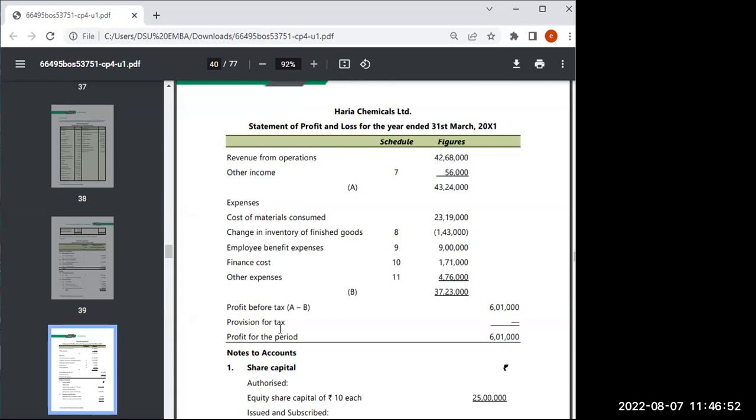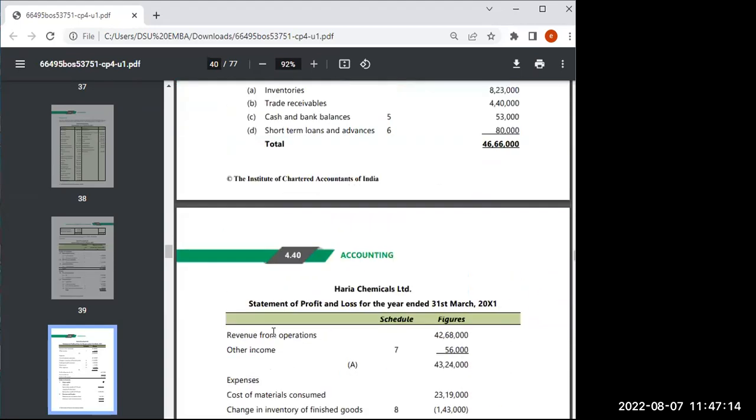Okay, so you know the format. Revenue from operation is the first line starting in the P&L account. Take the format now. Particulars, note number, and amount. Revenue from operation. How do you find out revenue from operation? Revenue from operation is starting from sales or based on sales.